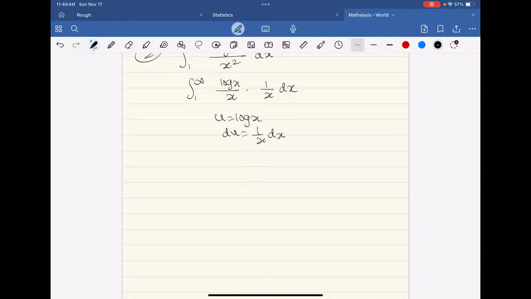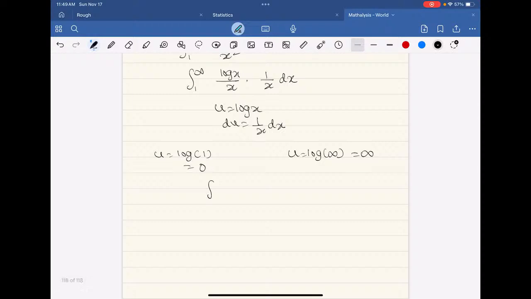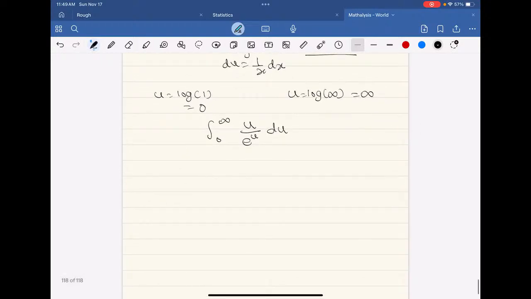So again, now our u is log x, right? At 1, u will be log of 1, which is 0. At infinity, u will be log of infinity, which is just infinity, right? So now I can say that in the world of u, this integral goes from 0 to infinity, log x becomes u, and x will now become e to the power u, right? And 1 by x dx is just du. So now I think that this integral can be solved using integration by parts, right?